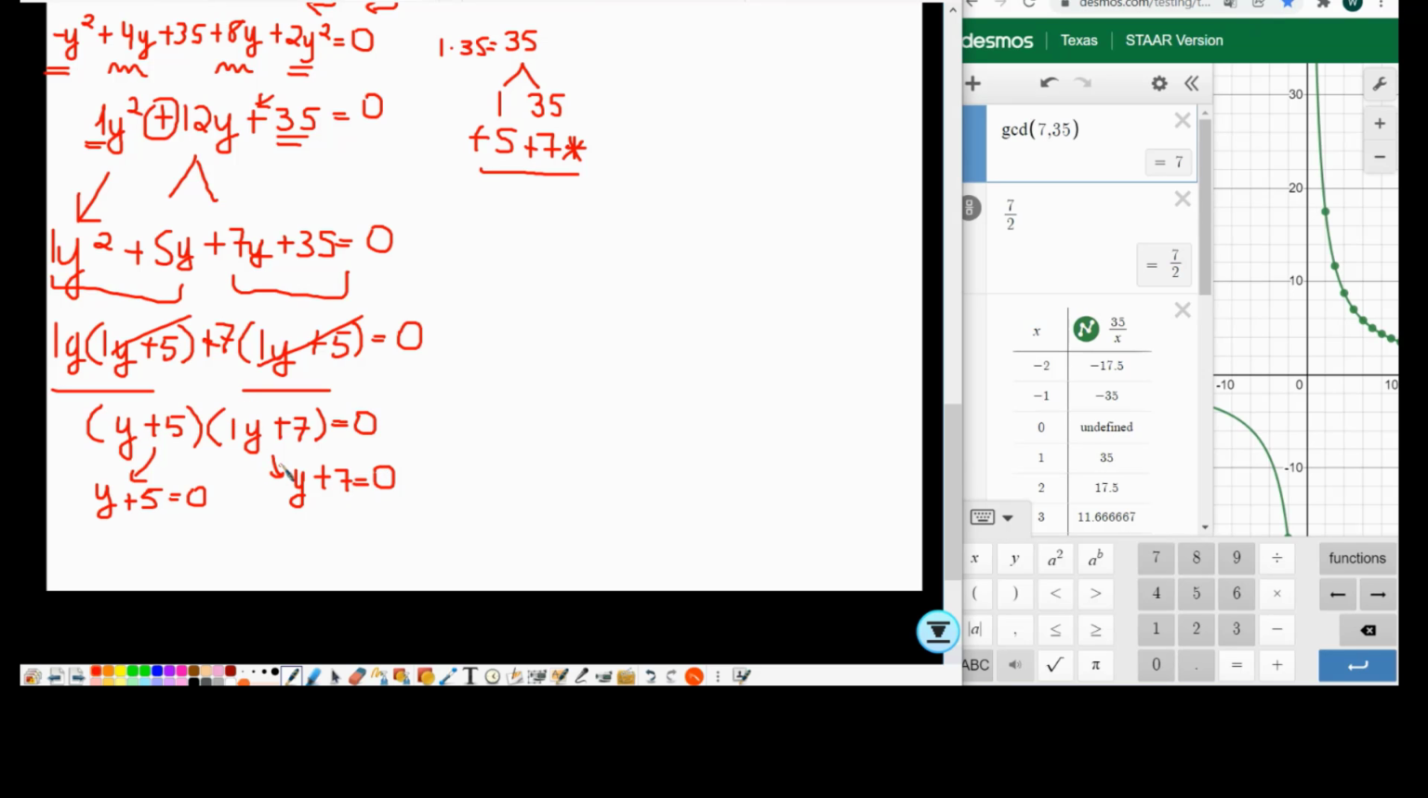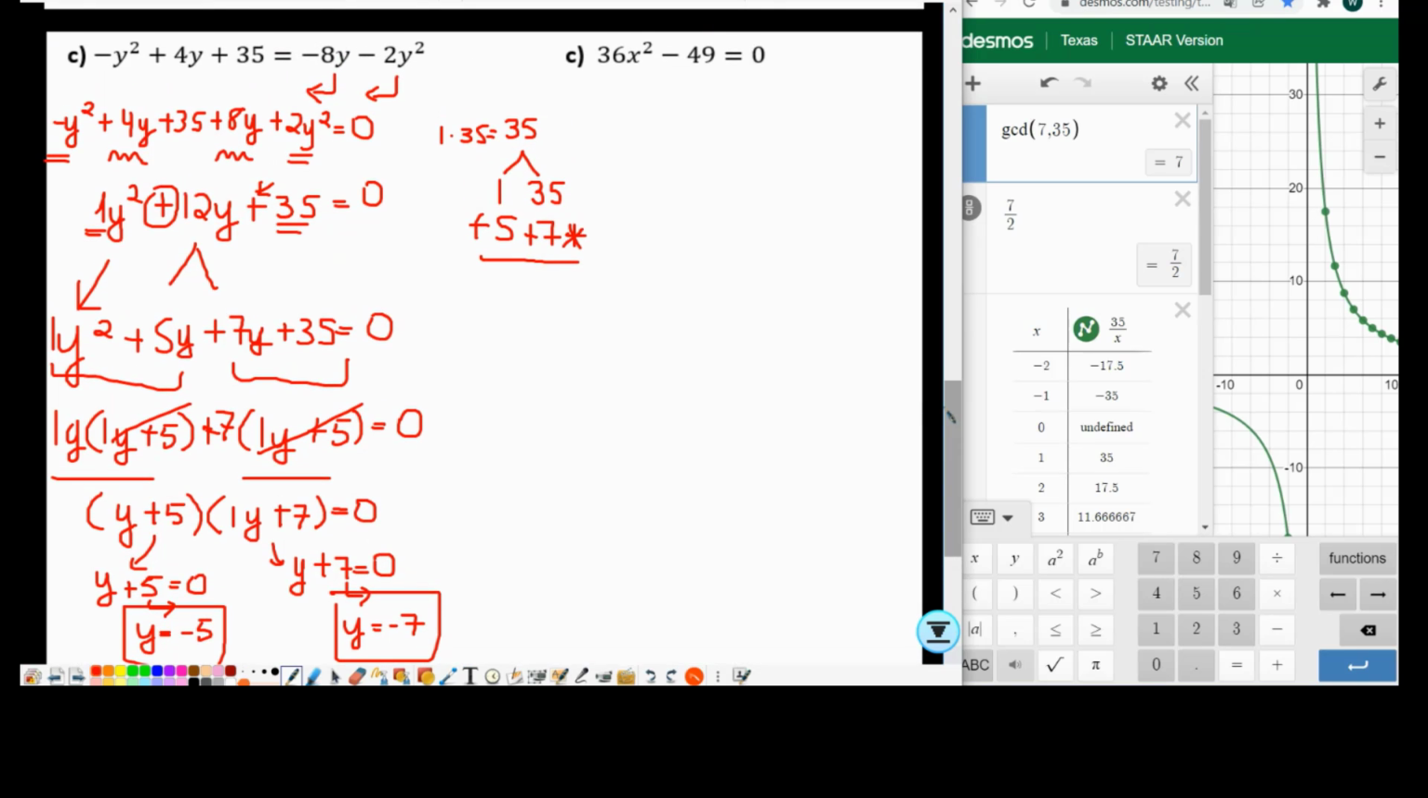Notice that I don't have to write the 1 because the 1 can be invisible. And we're going to send the 5 to the other side. So y equals negative 5. That's one of our answers. And then here we're going to move the 7 to the other side. And y equals negative 7. Here we go. Perfect. The answer is right there. Okay. Very good.